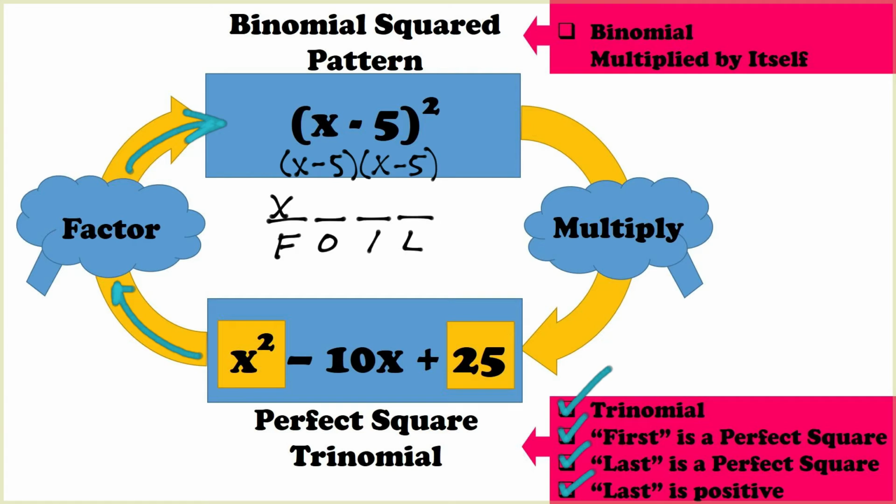And we get x squared, and we get negative 5x, and we get negative 5x, and we get positive 25. So when we put these together, we'll have x squared minus 10x plus 25, which matches our perfect square trinomial that we had when we started. So if you notice that you have a perfect square trinomial, your answer will always be a binomial squared.